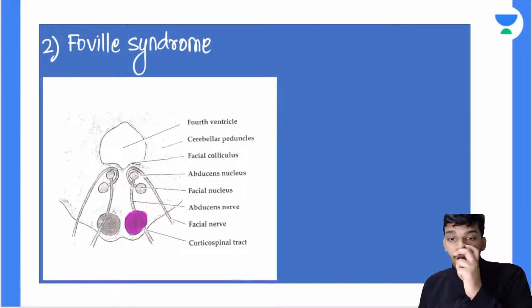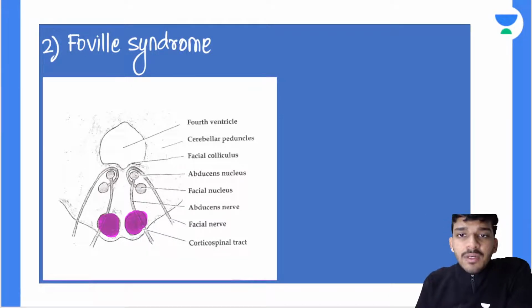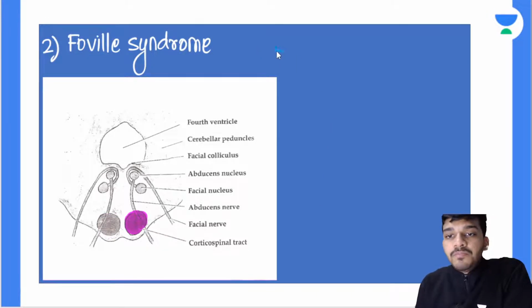Okay, so now you can make out that the facial nerve is involved. And because the facial nerve is involved on one side, it's not bilateral, it can be bilateral, but it can also be of one side. Whichever side it is, you are going to get facial paralysis, so ipsilateral.